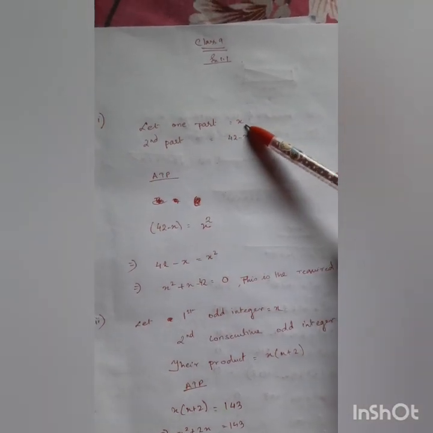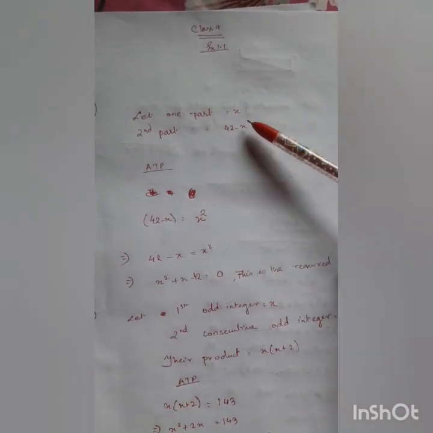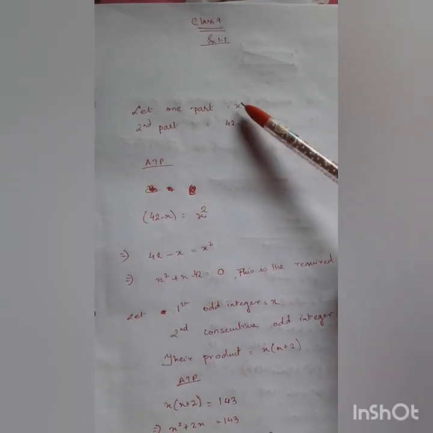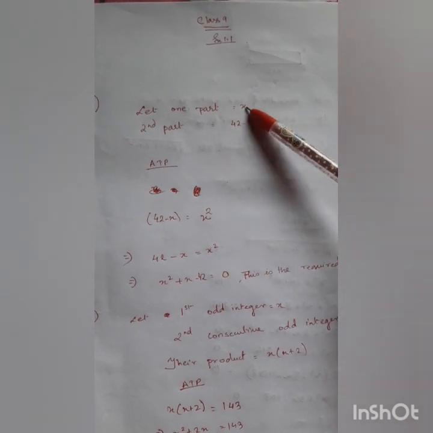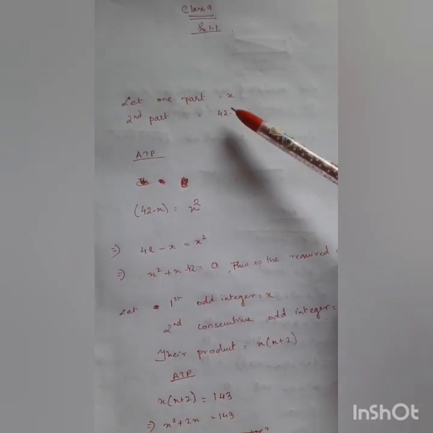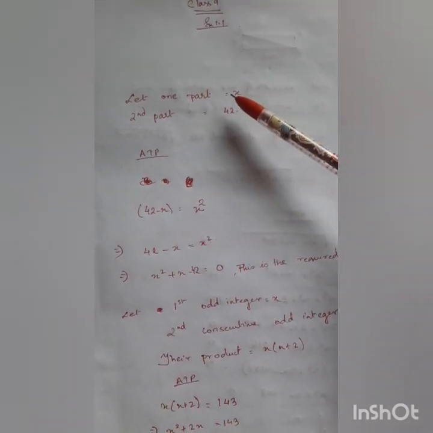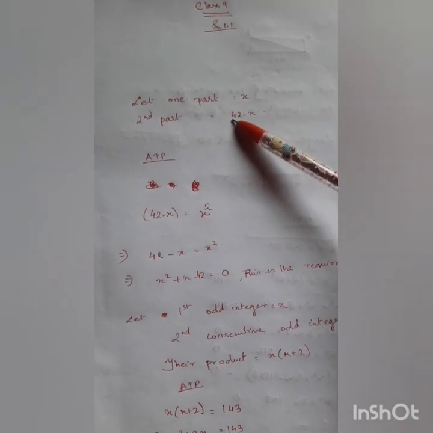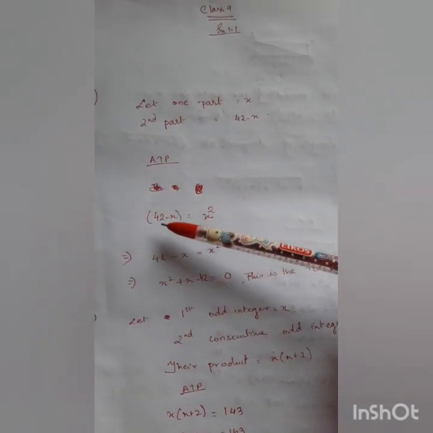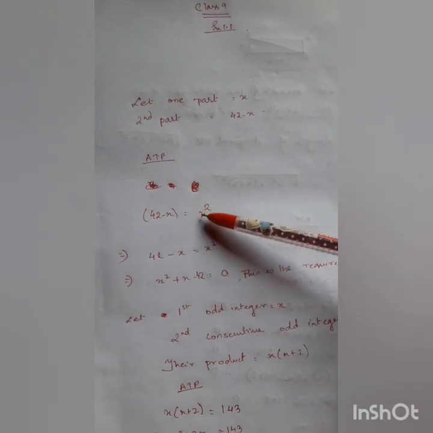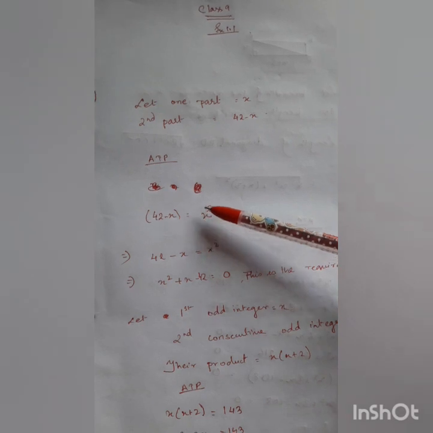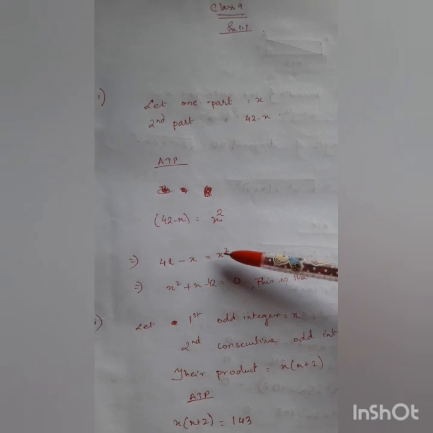Since we are using one variable, I will write it in this manner. I could have taken y also, but I will use only one variable. Total is 42. So if the first part is x, the second part is 42 minus x. Now according to the problem, the square of one part is equal to the other part. So one part is equal to the square of the other part, right? So 42 minus x is equal to x square.